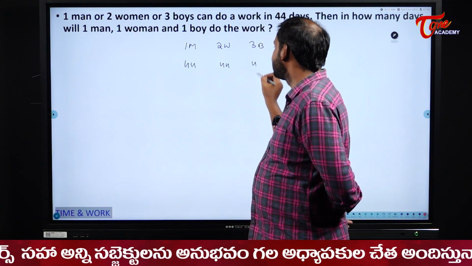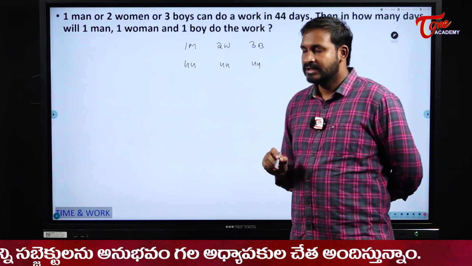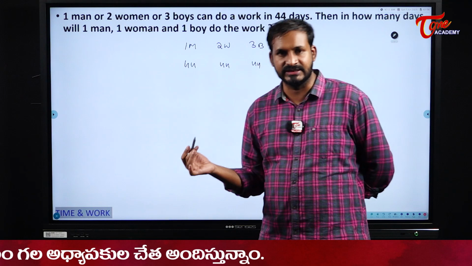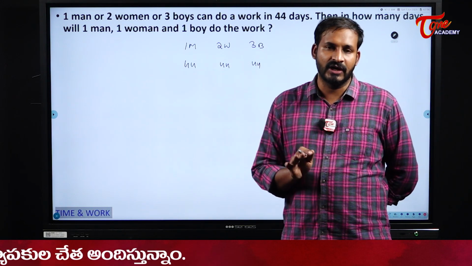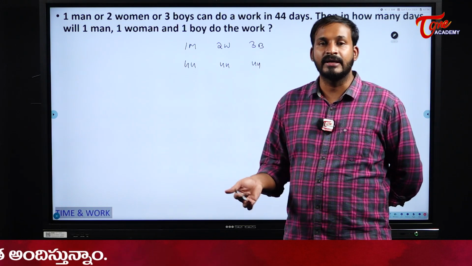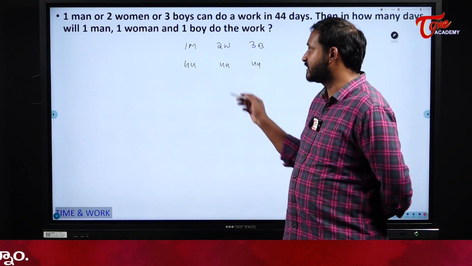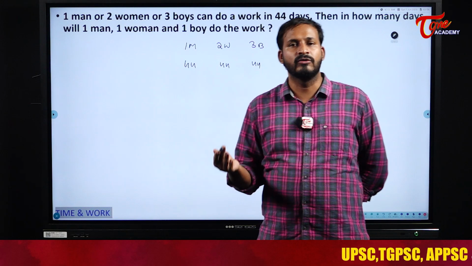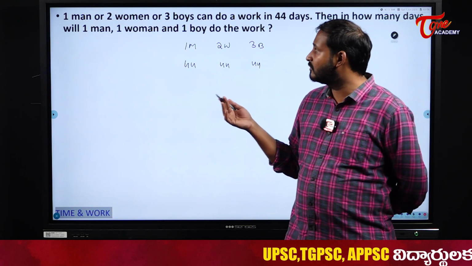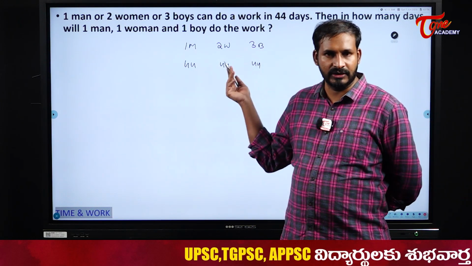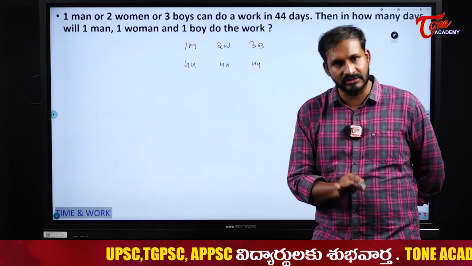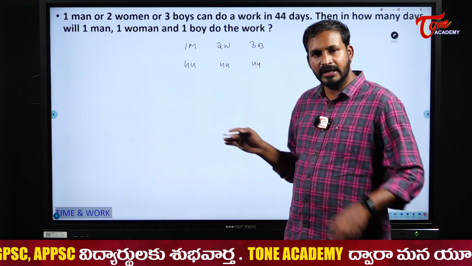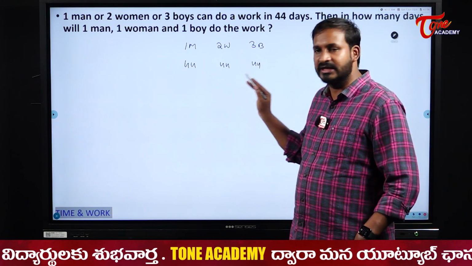44 days. See here students, most of the candidates will try to write the efficiencies directly. Yes, it is good. If you are really good, you can do it. But sometimes it may confuse you while writing their efficiencies. Why? Because anyway they are taking equal time. So what usually people take is 1 man is equal to 2 women is equal to 3 boys, and they will try to do it. Yes, that is also correct. But sometimes it may confuse you. That is the reason, to make all the processes similar, we are solving in this manner.